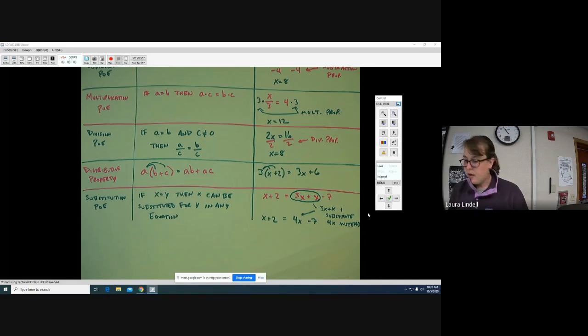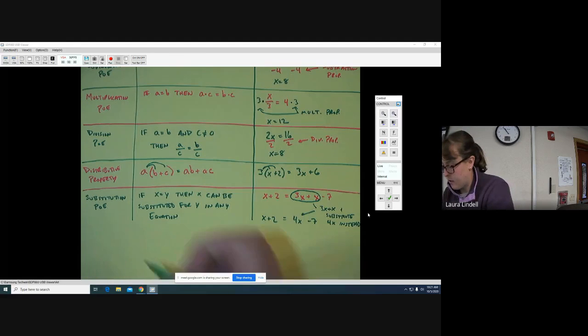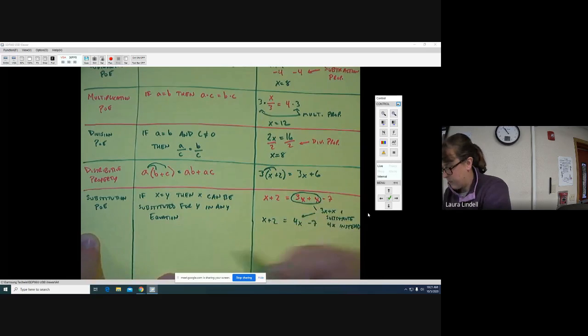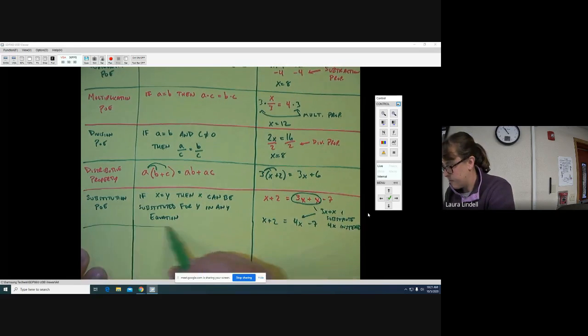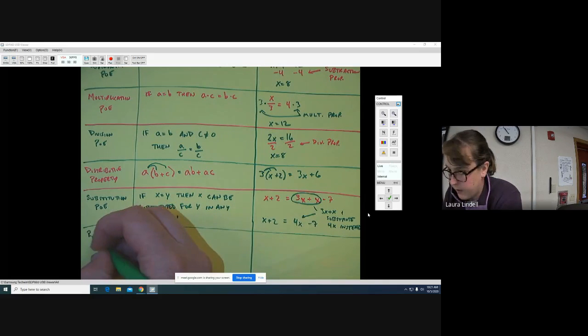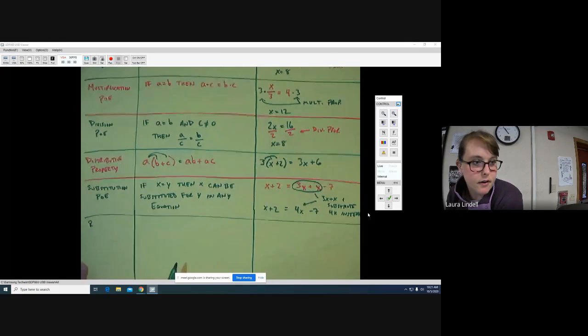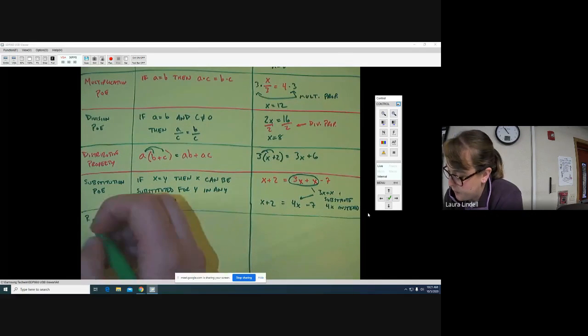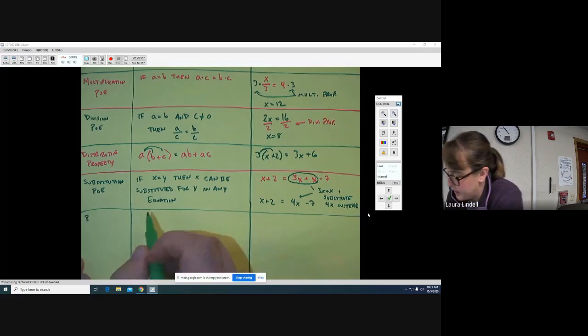Okay. We have 3 more properties here. 3 more. So here we go. Extend the lines. Okay. We have the reflexive property of equality. Yes, I can slow down. Yeah, that last one had a lot more writing in it.